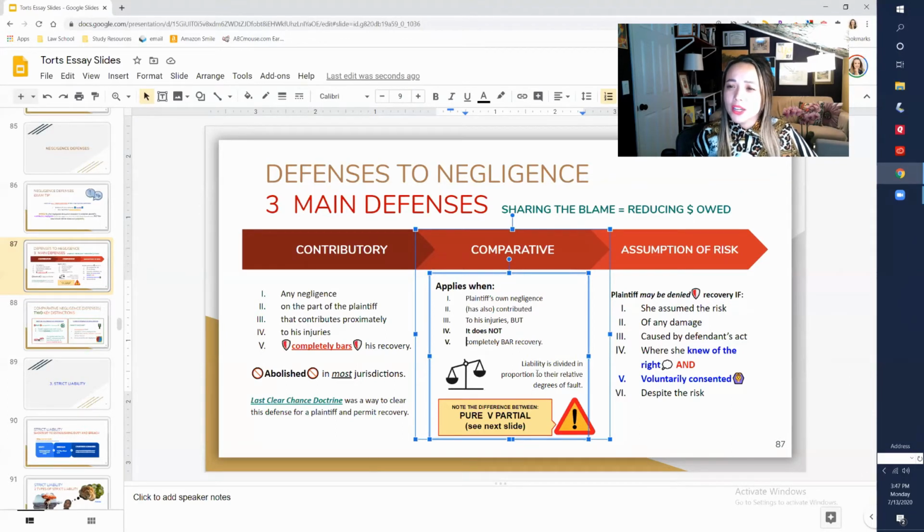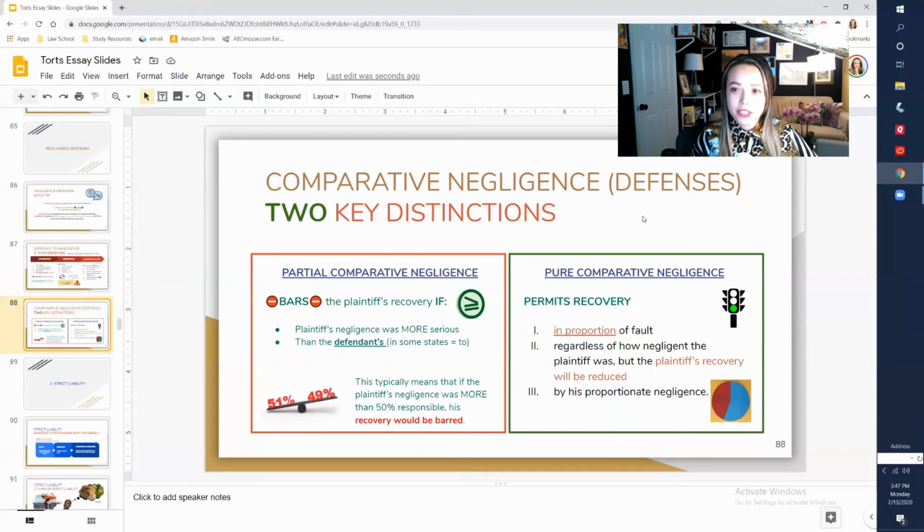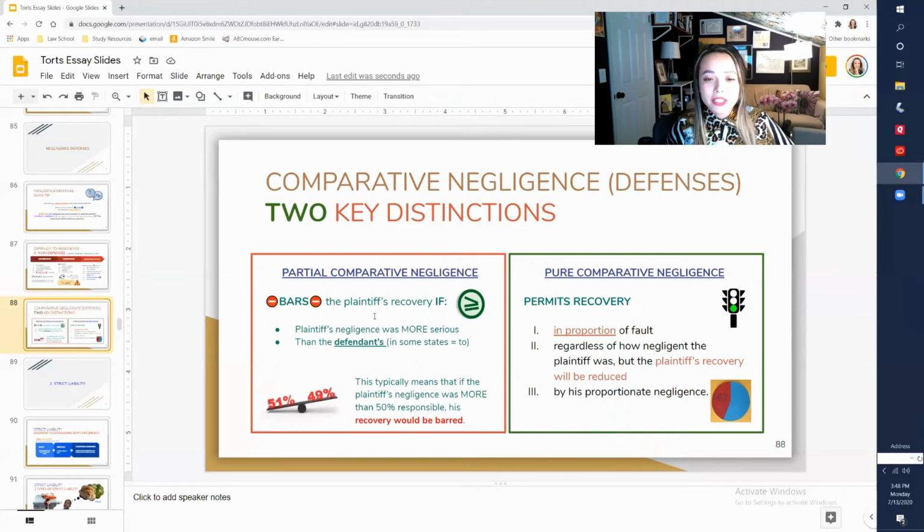Now let's go into a further analysis of what pure and partial is. So I take it to a further step, okay? Partial comparative negligence, and then pure comparative negligence. And this is kind of like a mathematical equation for analyzing, you know, how much is wet, who gets wet, right? So remember, I want you to remember this.